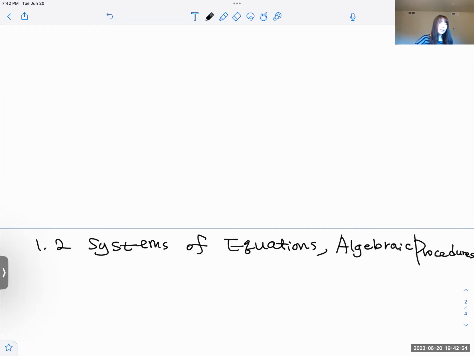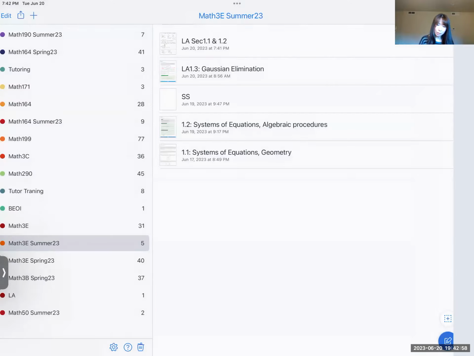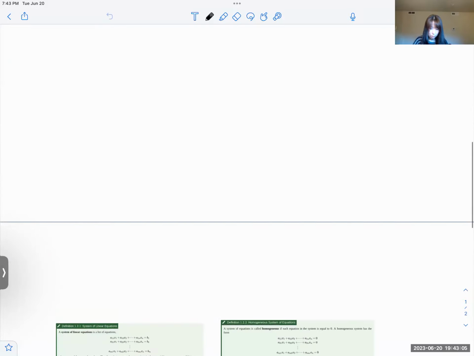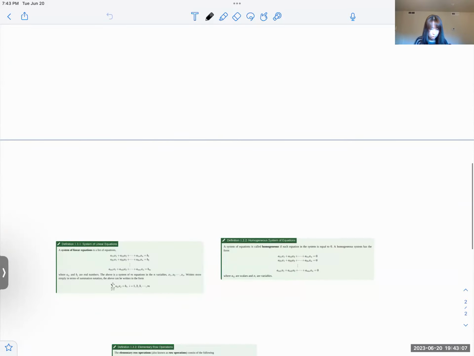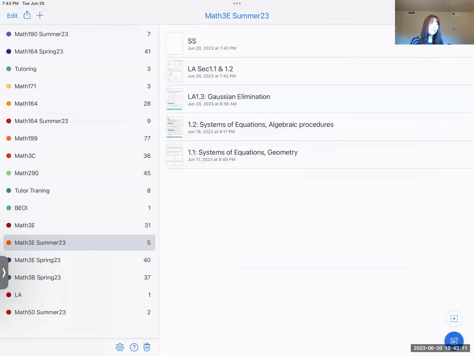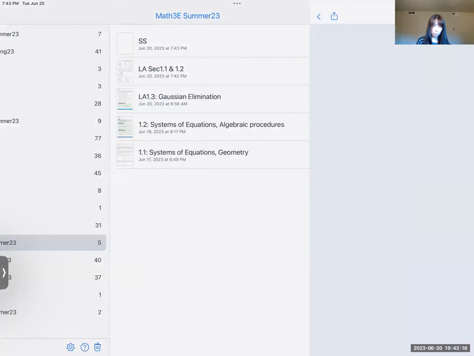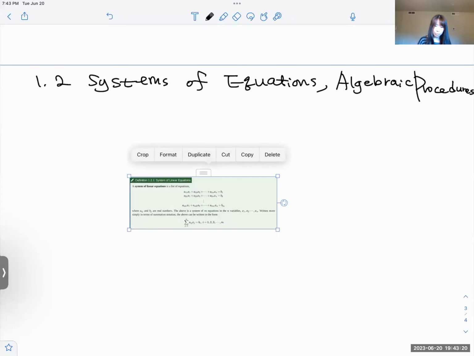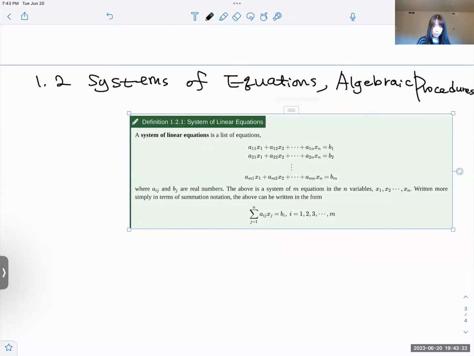Okay, so as I said, let me bring a screenshot here. So we have a system of linear equations. The definition is here. Let's take a look.